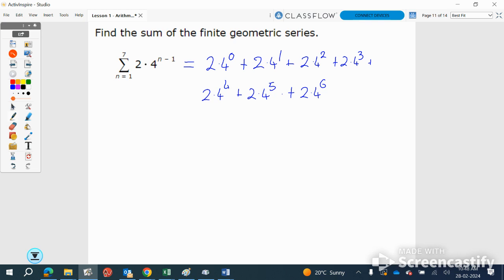So how many terms do we have? 1, 2, 3, 4, 5, 6, 7. We have 7 terms in this.